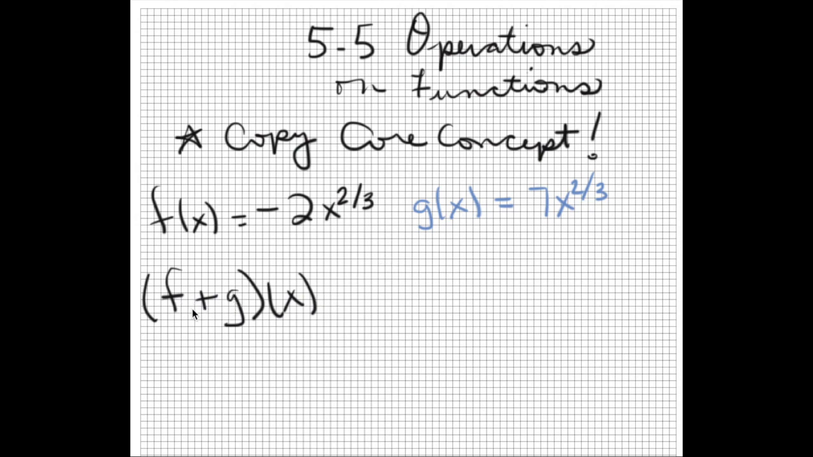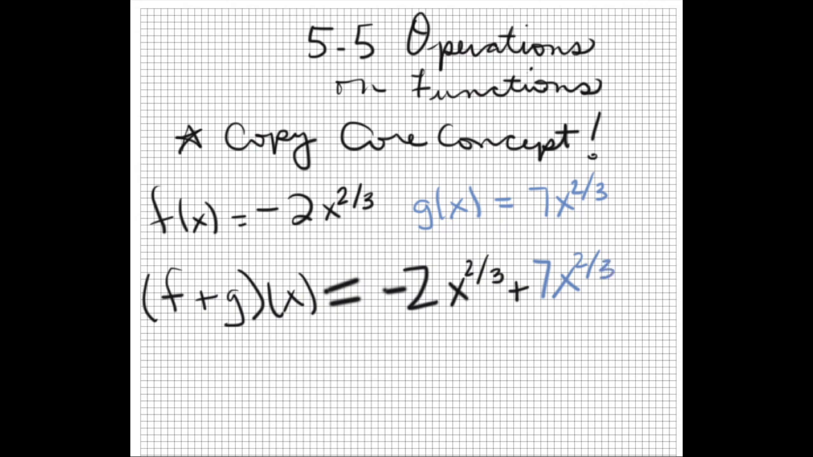The first one is just adding. They want you to add the f function to the g function. Okay, so here we go. I'm learning how to use my tablet here. So the f function is negative 2x to the 2/3. And to that, I'm going to add the g function, which is 7x to the 2/3.